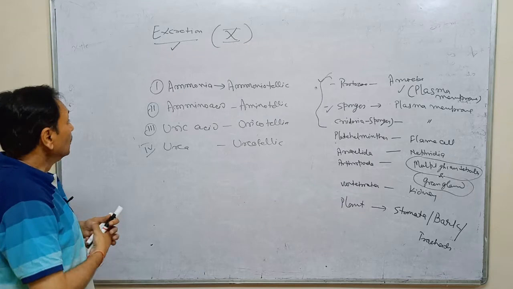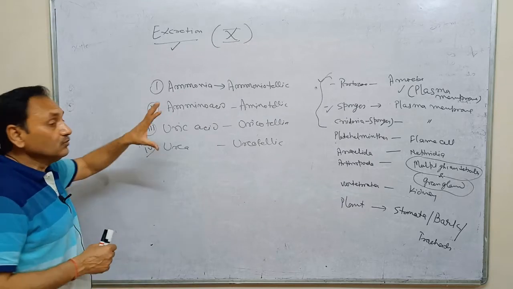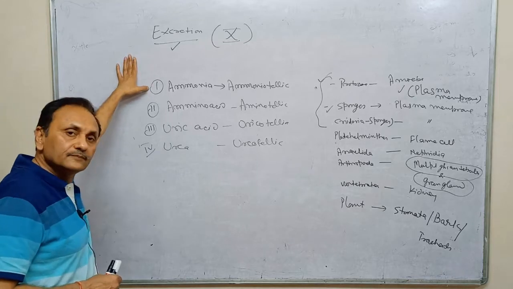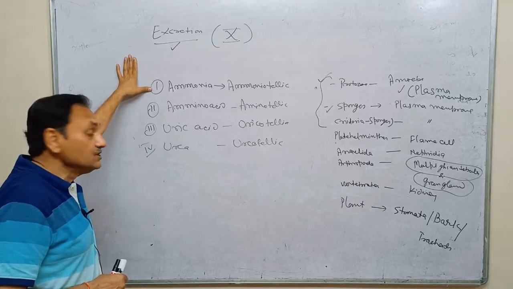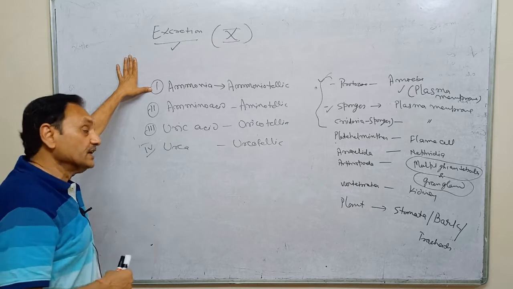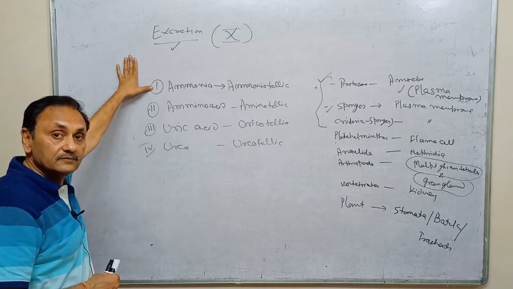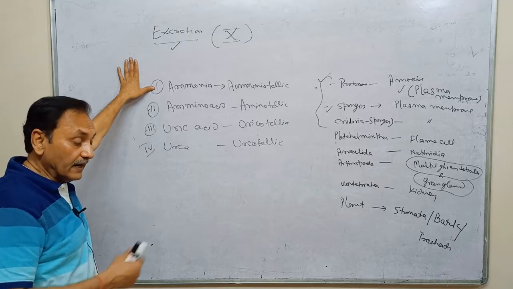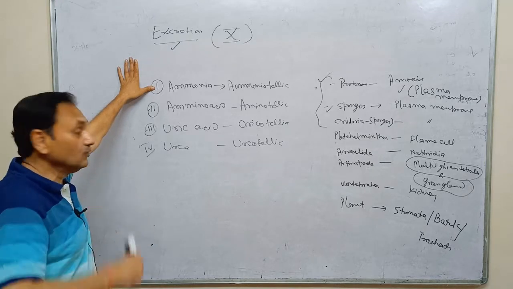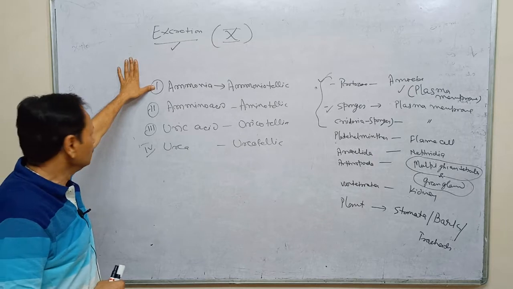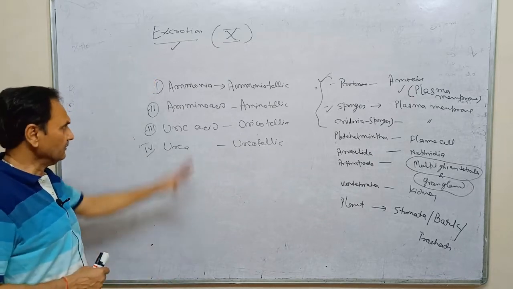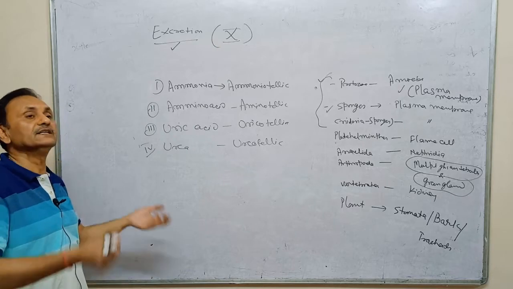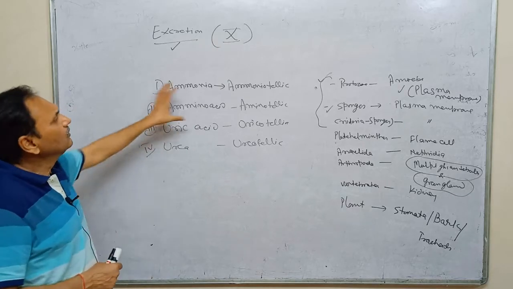Among them, one of the most dangerous, toxic nitrogenous wastes is ammonia. So it is essential that ammonia be gotten rid of immediately. For this purpose, an abundance of water should be present. So it has been observed that most aquatic animals are ammoniotelic because they have no crisis of water; they live inside the water, so they can eliminate it.